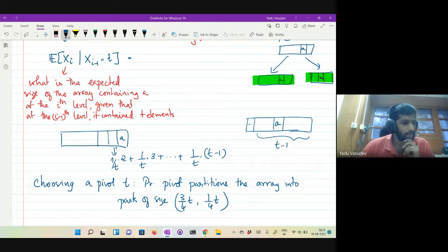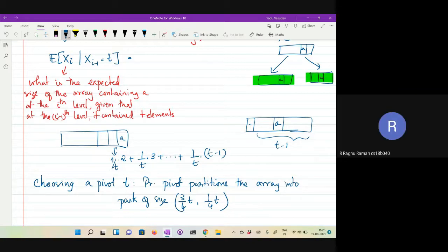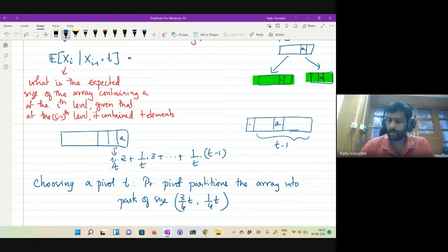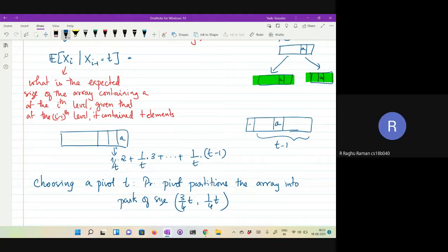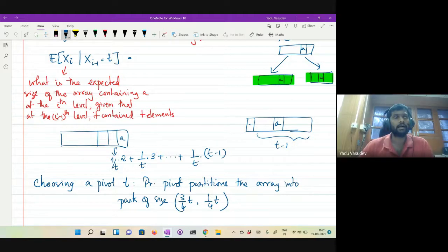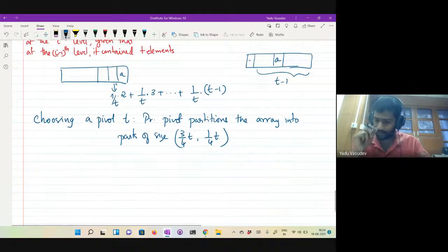Then what was the argument? So basically, after partition, let's say the sizes of the arrays are some x and t minus x. Then every x is equally probable if you choose the pivot randomly. Exactly. But I want something between 3 over 4t and 1 over 4t, right? It should be partitioned that way. So not exactly 1. So what you said is right.